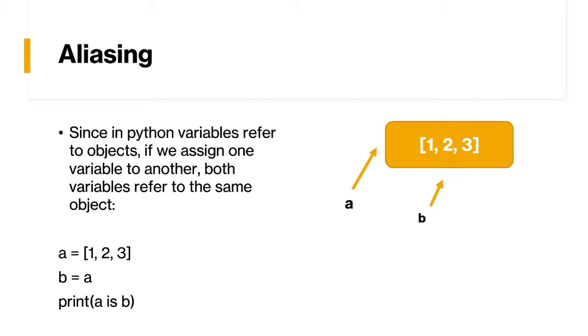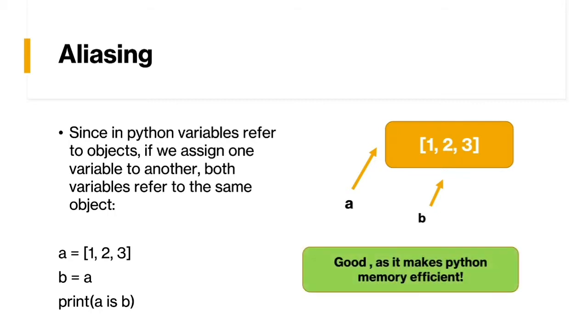Before creating any new object, what Python actually does is it intelligently looks at all its present objects and checks whether there is already an object present with that value. If that object is already present, then the newly created variable will point to the same object. So that is how we can say that it's memory efficient.